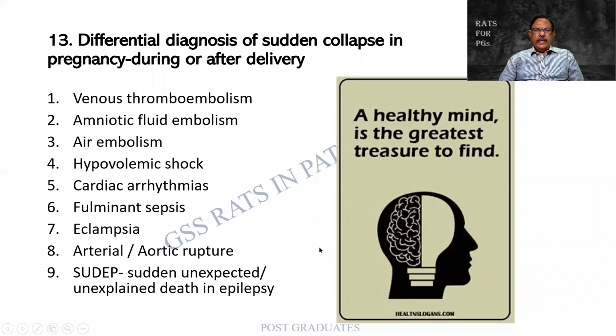What can be the differential diagnosis of sudden collapse in pregnancy during or after delivery? This will be the list of differential diagnosis that is given. It can be embolism, amniotic fluid embolism, air embolism, hypovolemic shock, arrhythmias, sepsis, eclampsia, arterial or aortic rupture, and SUDEP, sudden unexpected unexplained death in epilepsy. This is one. Repeatedly, he has been quoting epilepsy as one of the causes. And this incidentally is one.